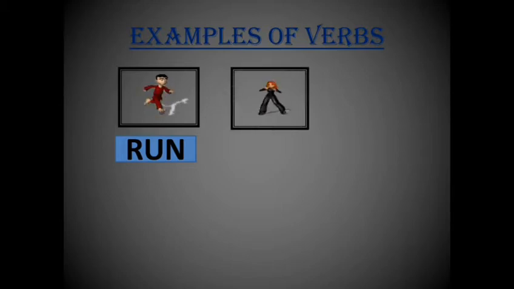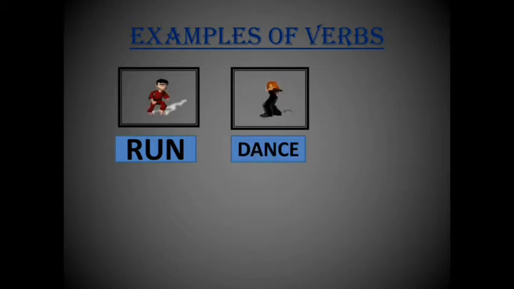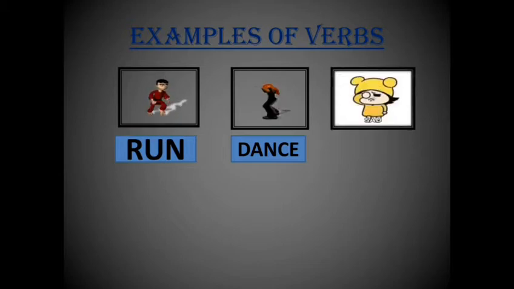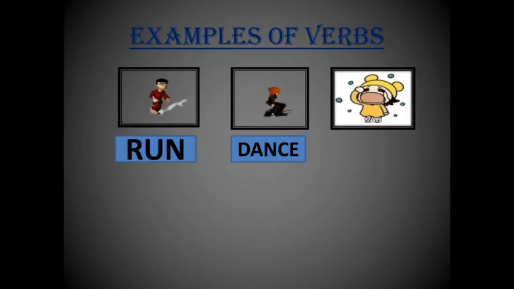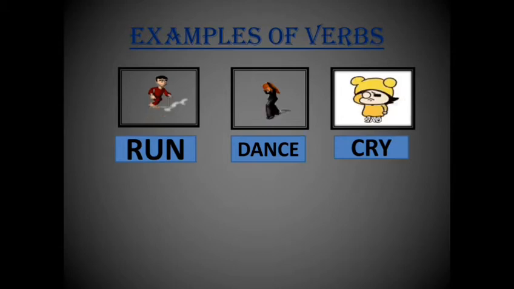Now observe the second picture and tell me what is the girl doing? Yes, the girl is dancing. So here dance is a verb. Now observe the third picture and tell me what is the baby doing? Yes, the baby is crying. So cry is a verb.